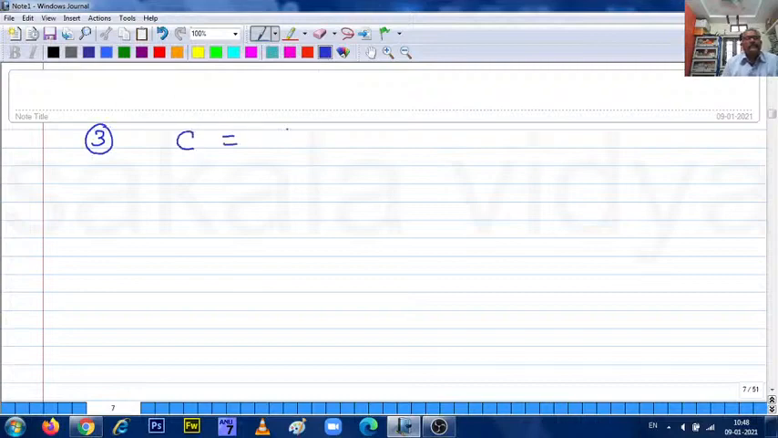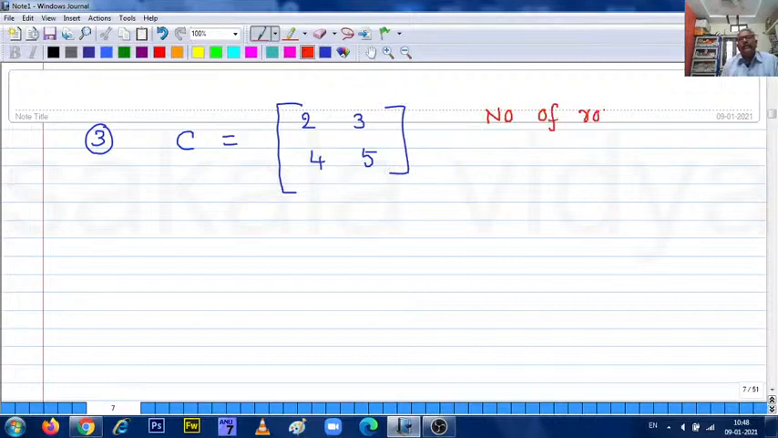C matrix: 2, 3, 4, 5. Here write down number of rows. How many rows are there in this matrix C? 1, 2. 2 rows.